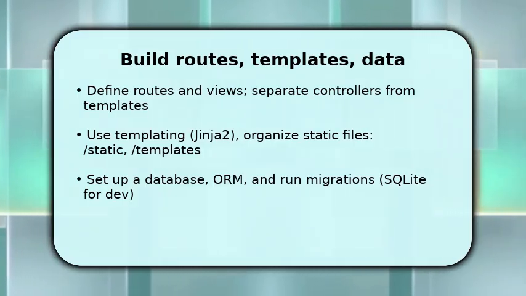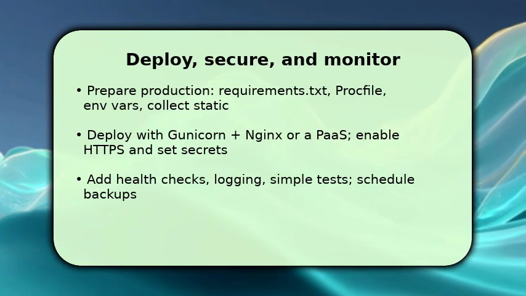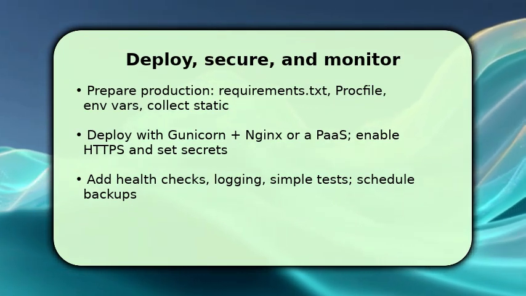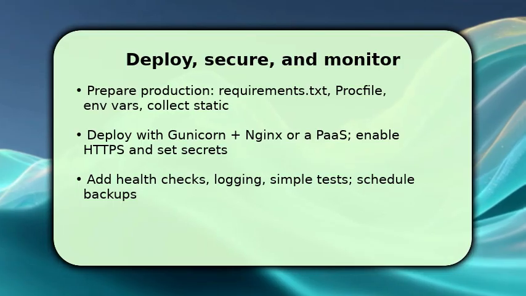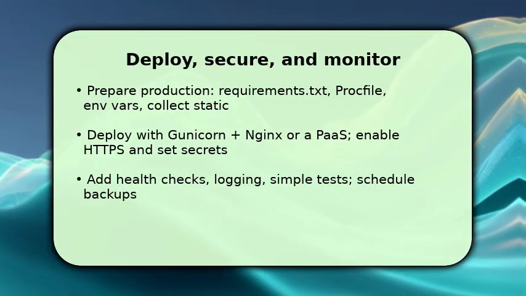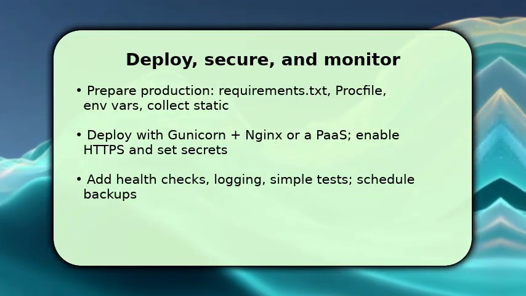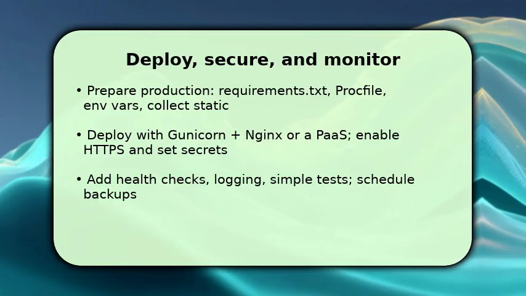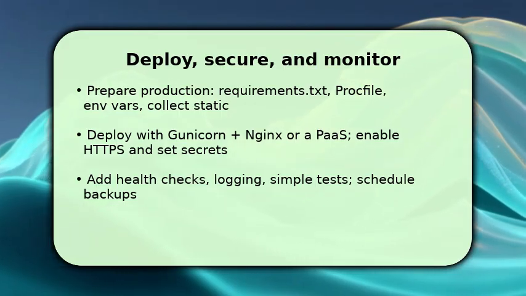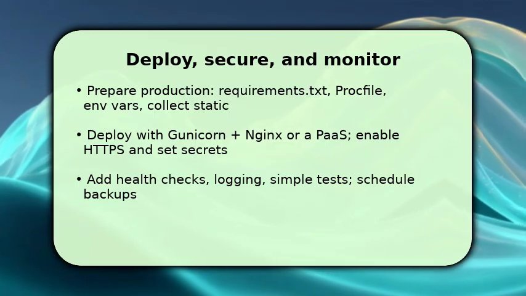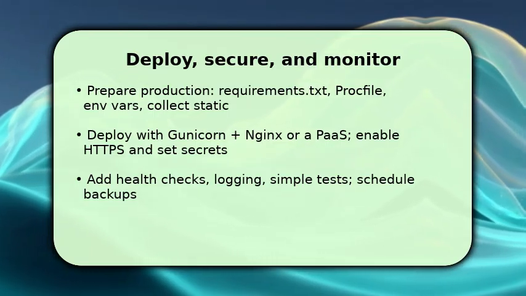Freeze dependencies, configure environment variables, and set up a process manager like Gunicorn behind Nginx, or choose a platform that handles scaling. Once deployed, enable HTTPS, secure secret keys, and add basic monitoring and error logging. Run smoke tests to confirm routes, static files, and database connectivity.